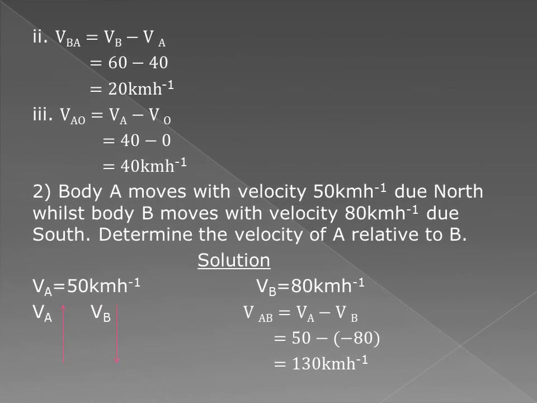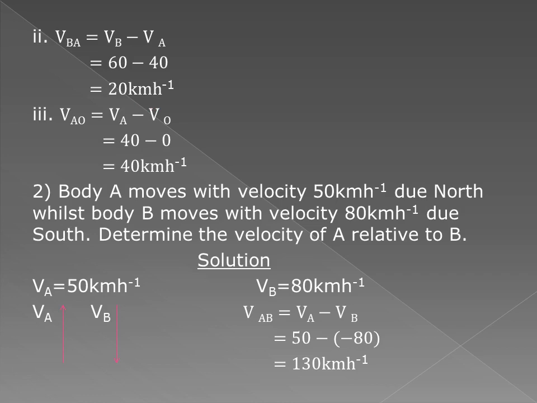To the second part of the question, where we are supposed to find VBA, we get VB minus VA, which is 60 minus 40, giving us 20 kilometers per hour. This means that to a person in car A, car B appears to be traveling at a velocity lower than its natural velocity, at 20 kilometers per hour, but is still moving in the eastward direction.